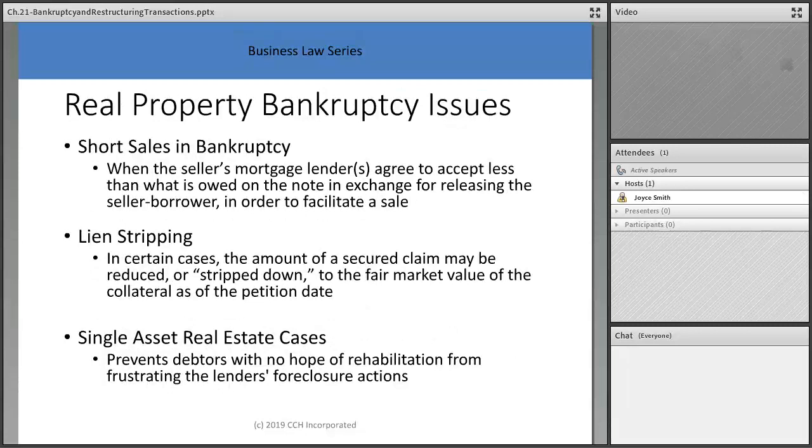So here's the real piece of this whole thing, the real property bankruptcy issues. Short sales. That's when the seller's mortgage lender agrees to accept less than what's owed on the note in exchange for releasing the seller borrower in order to facilitate a sale. This is something you'll run into in the real estate world a lot. We were going through lots of short sales in '09 and '10. We're not seeing them as much anymore, but people still run into circumstances where they do them.